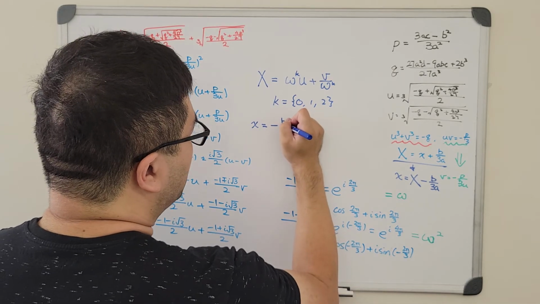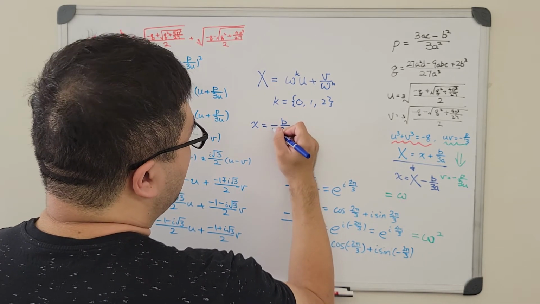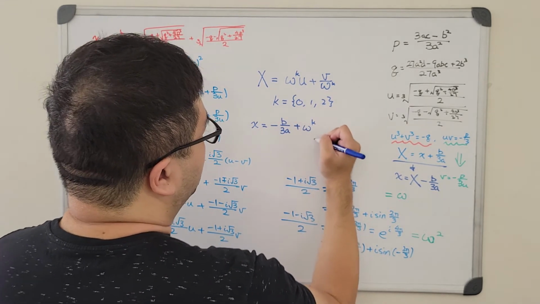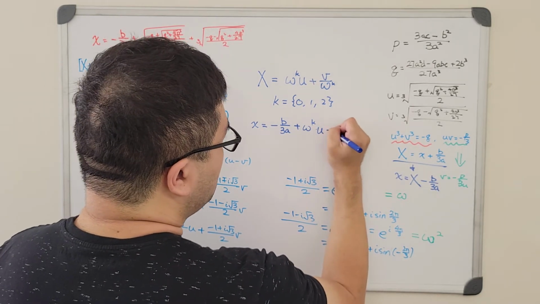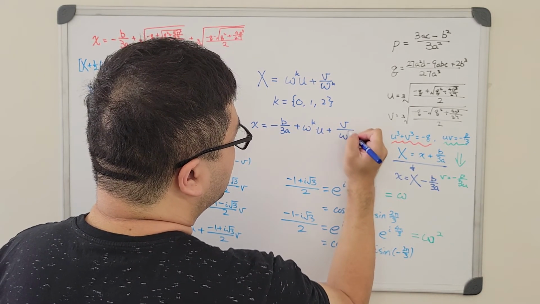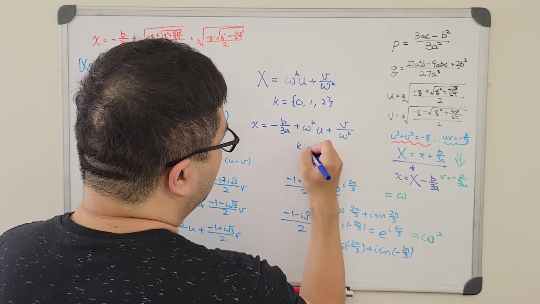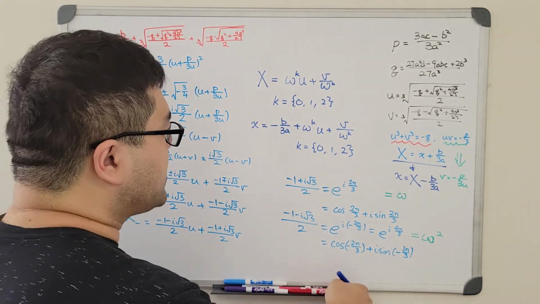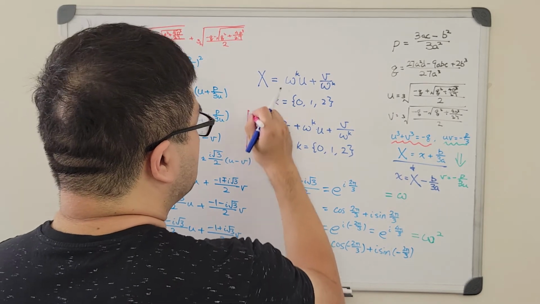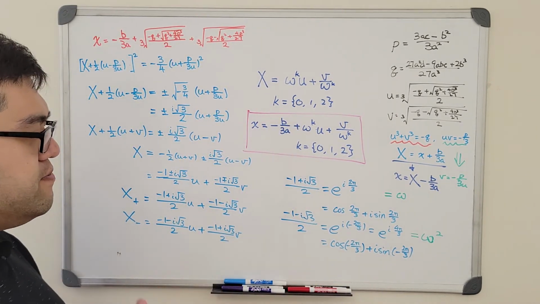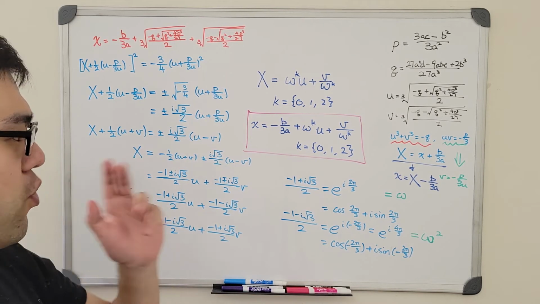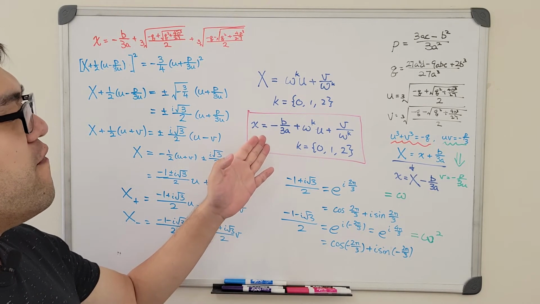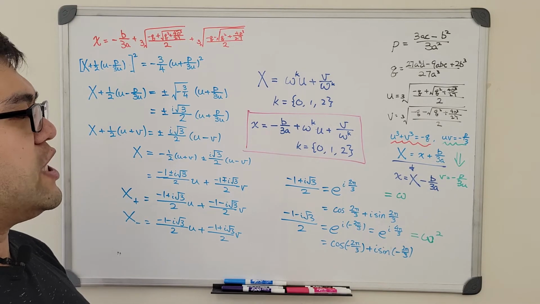Now we substitute in, we get lowercase x equals negative b over 3a plus omega to the k power times u plus v over omega to the k power, for k is 0, 1, or 2. And that is it. That is our general solution. Or we can just say that this is our cubic formula, a complete cubic formula for any general cubic equation.